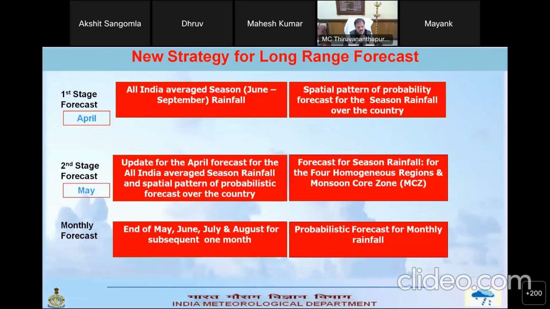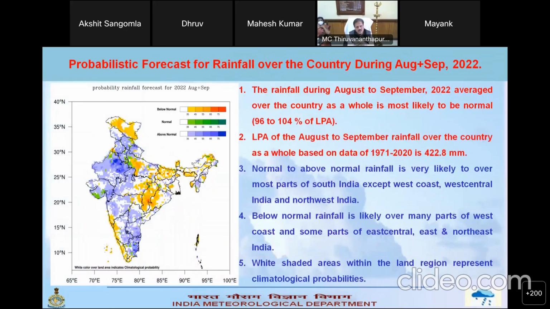Now we'll come to the forecast. We gave the first stage of the monsoon forecast in April, and the second stage we issued on 31st of May. Then we continued monthly forecasts for May, June, and July. And now we'll give the forecast for August and September together. This is the probabilistic forecast for rainfall over the country during August plus September, that is a 2 months period forecast.